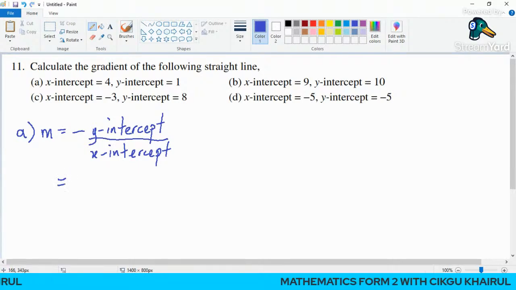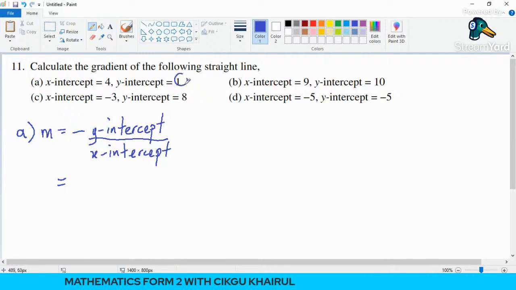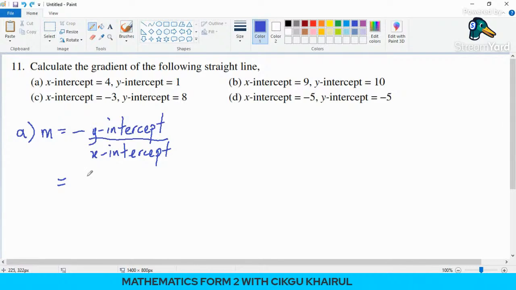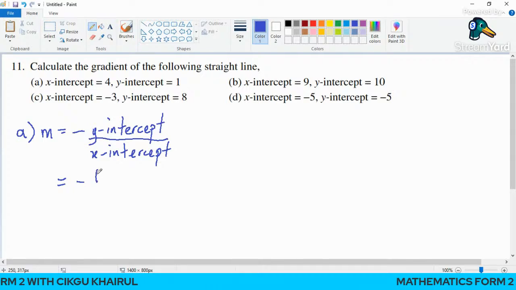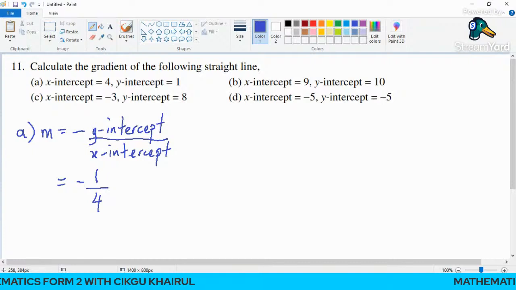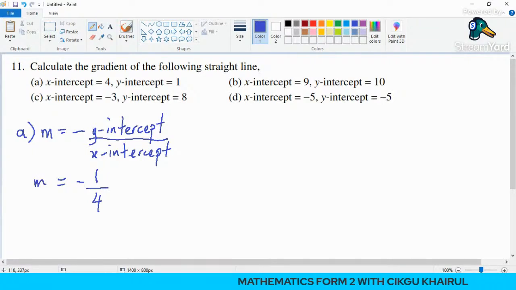Okay, continue. So for question A, y-intercept equal to 1. This is y-intercept. Y-intercept equal to 1. So don't forget to write negative first. Negative y-intercept, y-intercept is 1, over x-intercept, x-intercept is 4. And this is the answer for question A. Gradient equal to negative 1 over 4. Very easy.